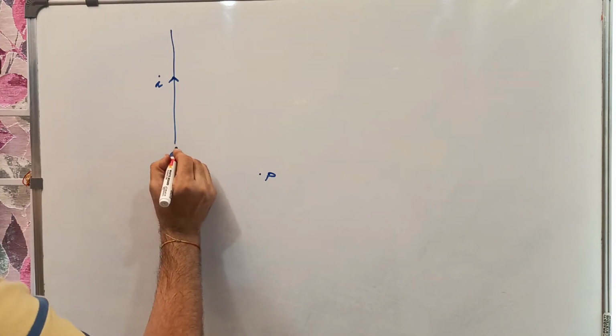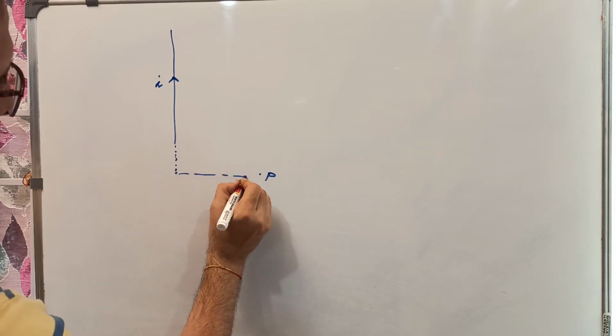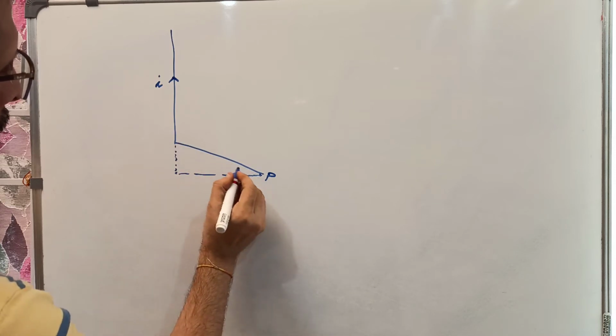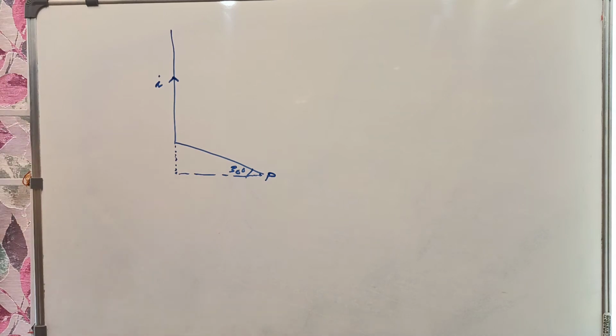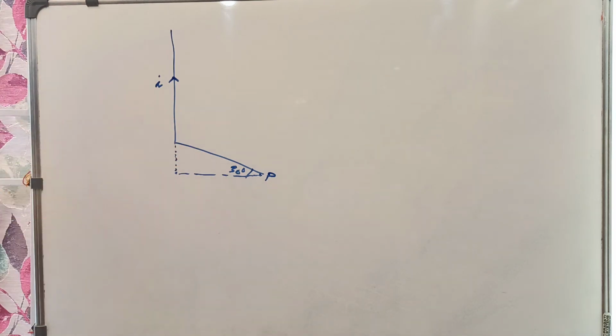So this angle, this angle they have given as 30 degrees, this is 30 degrees. Of course, this is the question: in such a scenario, what would be the magnetic field at this point P?